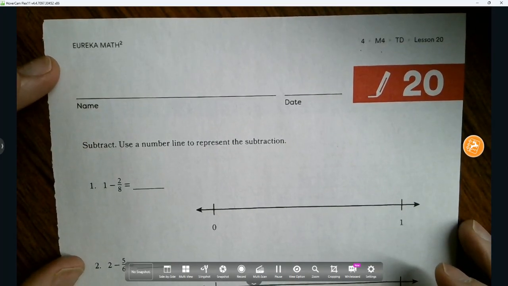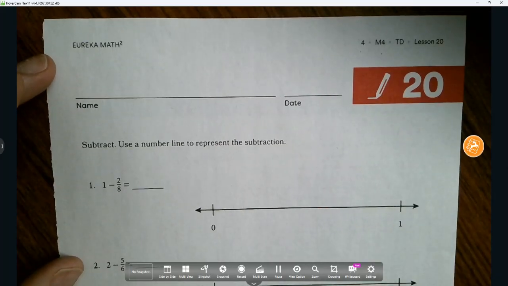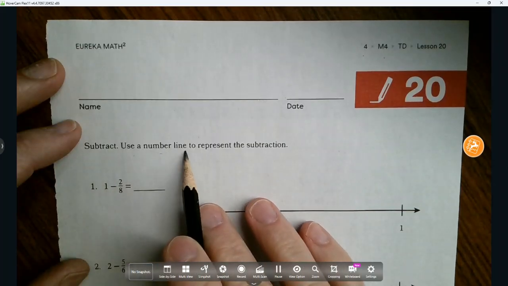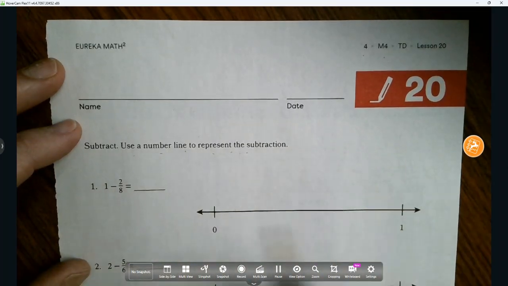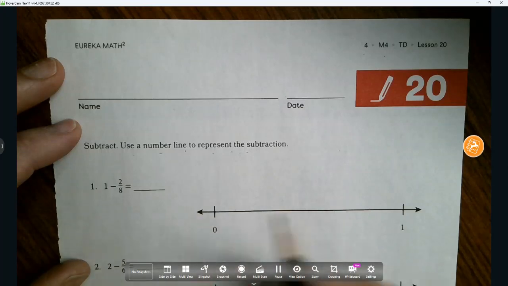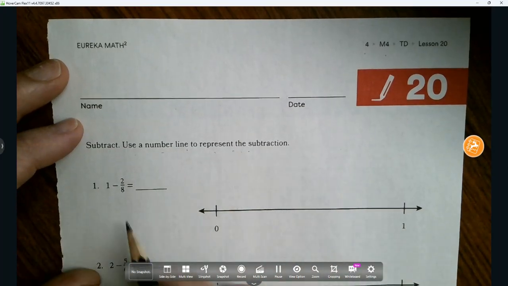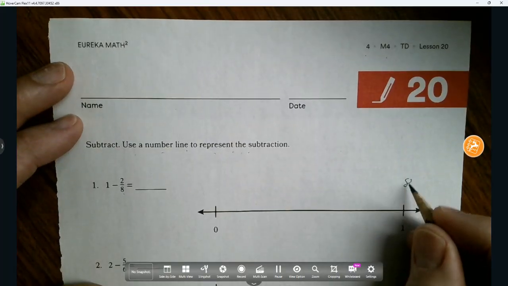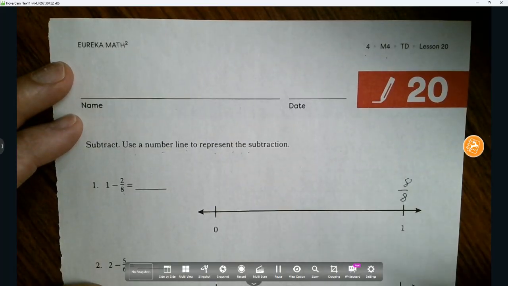All right, let's get to today's lesson. We're on pages 123 and 124. Subtract. Use a number line to represent the subtraction. So we have 1 minus 2/8. Remember, we see this as eighths, so we know this 1 is the same as 8 over 8, because 8 over 8 is 1.